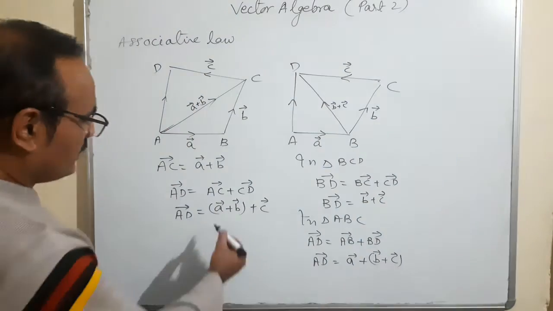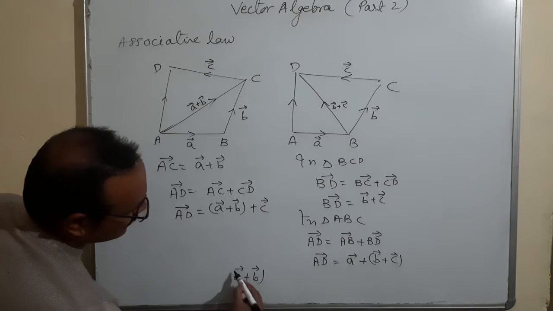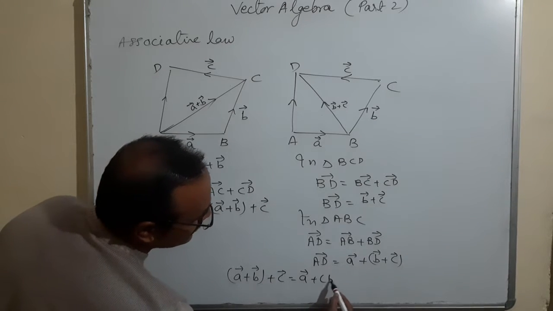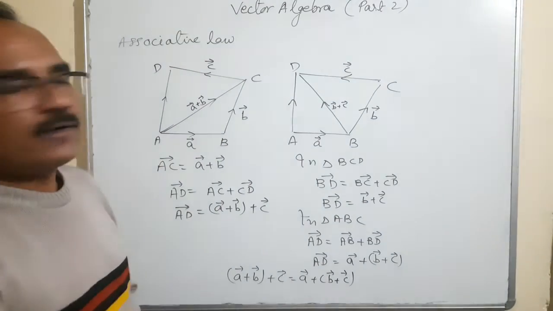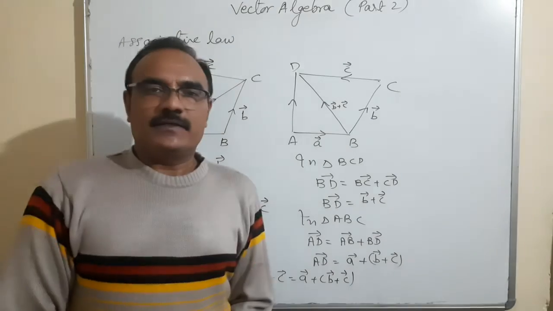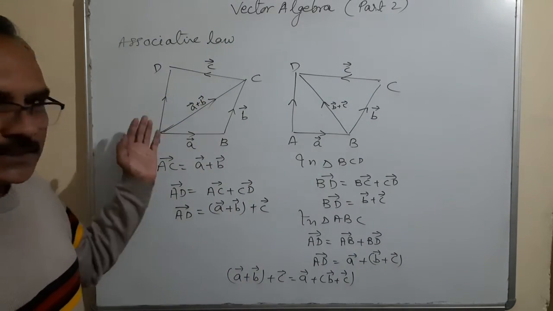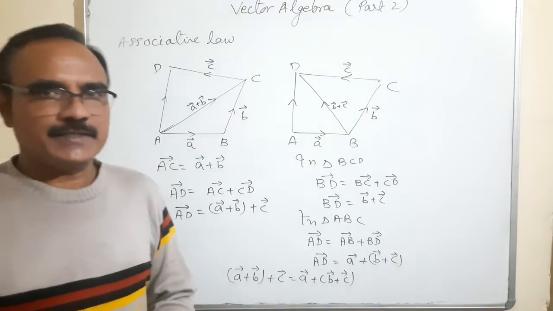Both are the same. So what does it mean? The conclusion is that (A plus B) plus C is equal to A plus (B plus C). And what is it? It is the associative law for vector addition. It's clear, right? So one, it holds the commutative law, and second, it holds the associative law for addition.